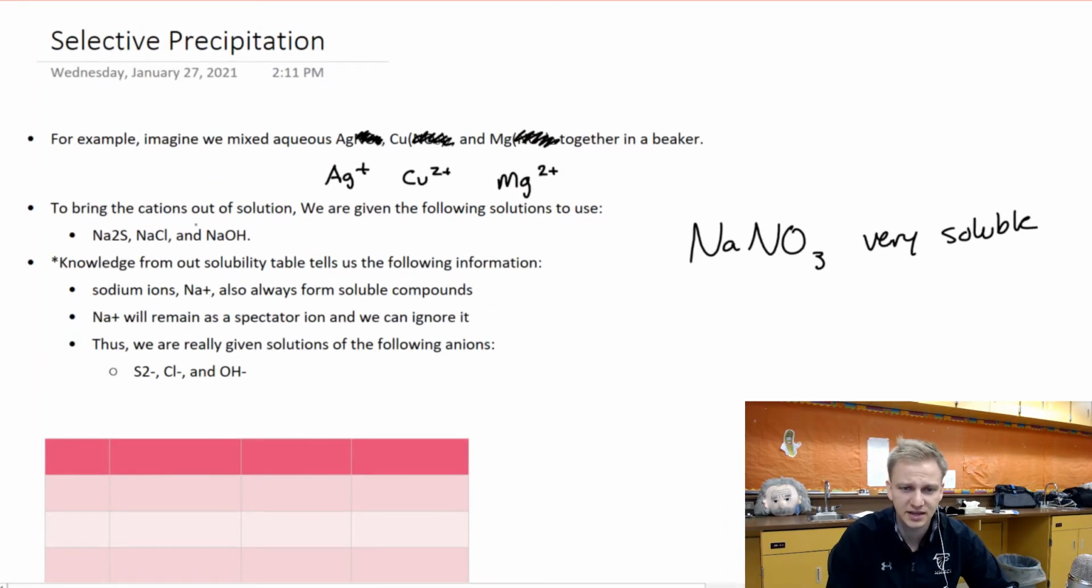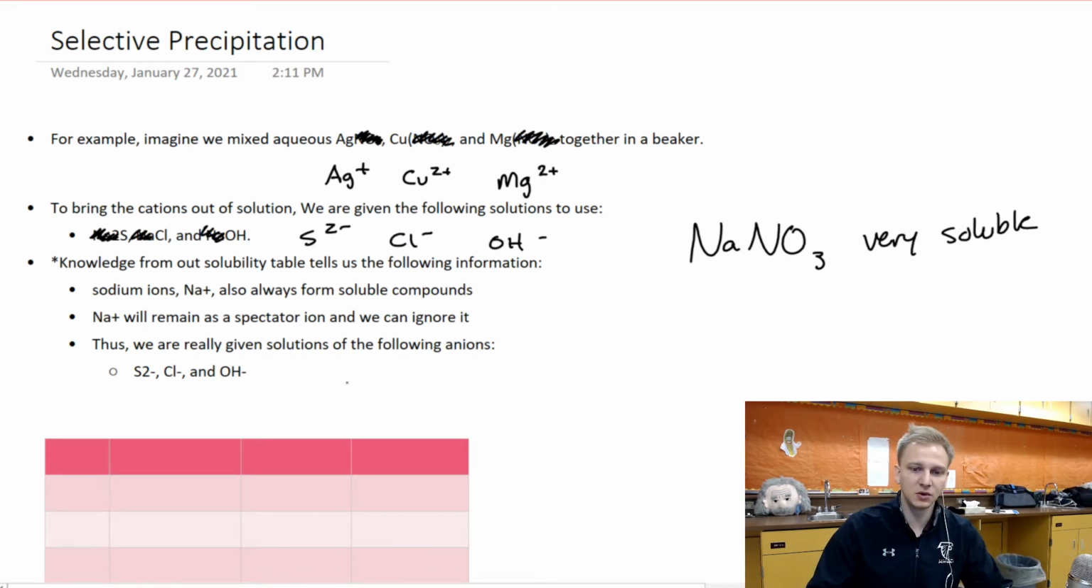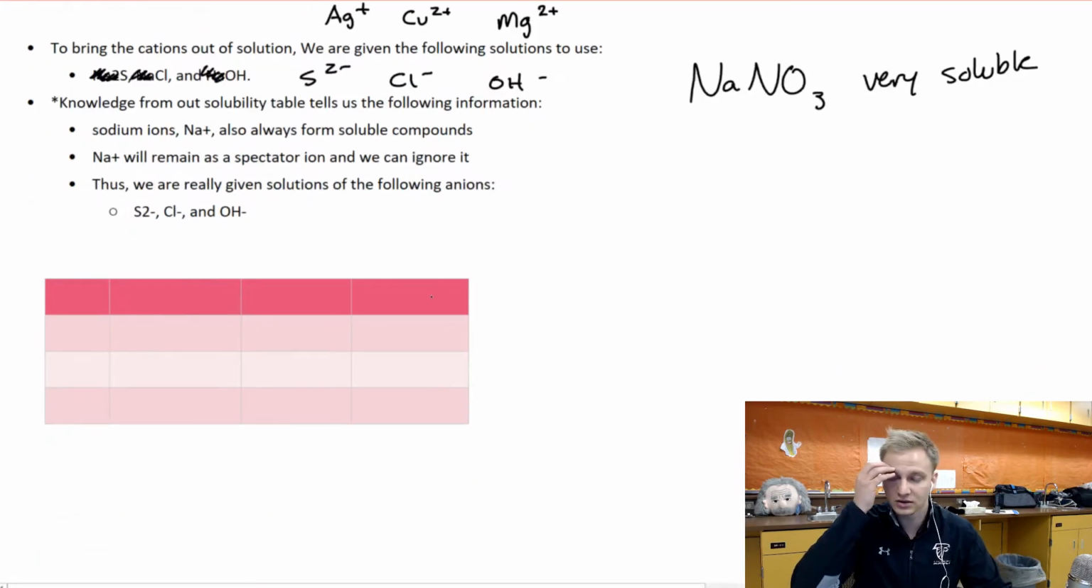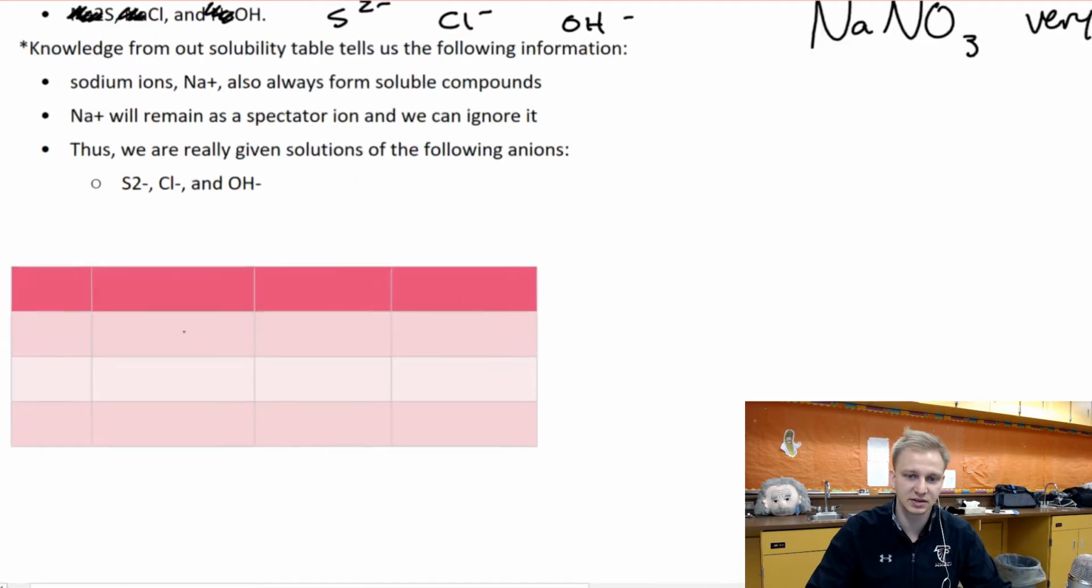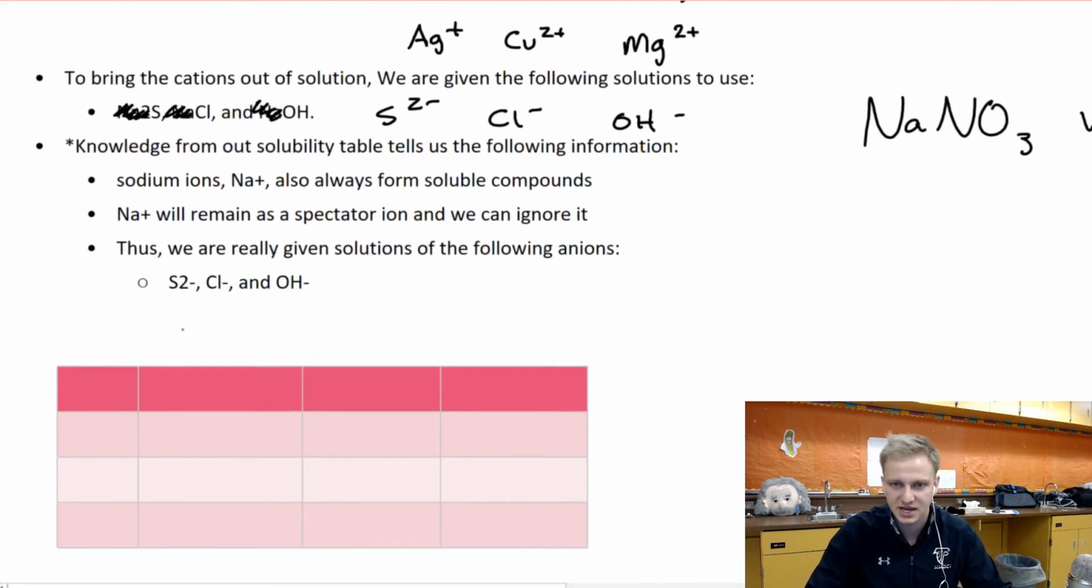Now, when we look at these other compounds, what we can see is that we're actually dealing with a sulfur, a chlorine, and a hydroxide. We're dealing with an S2-, a Cl-, and an OH-. And so what we can think of then is that these Nas and these NO3s are just our spectator ions. They are present in the solution, but they are not important in terms of creating precipitates at all.